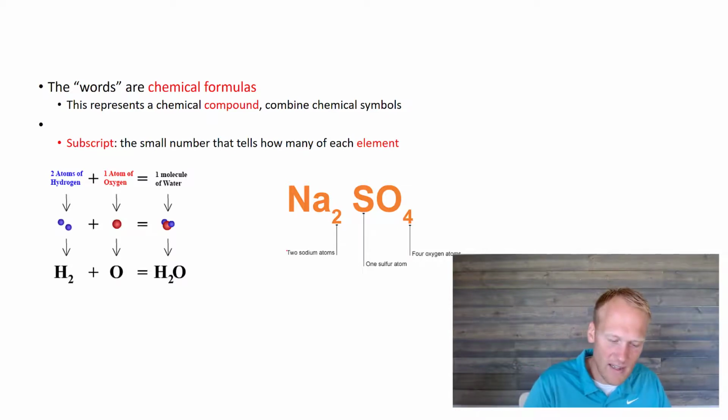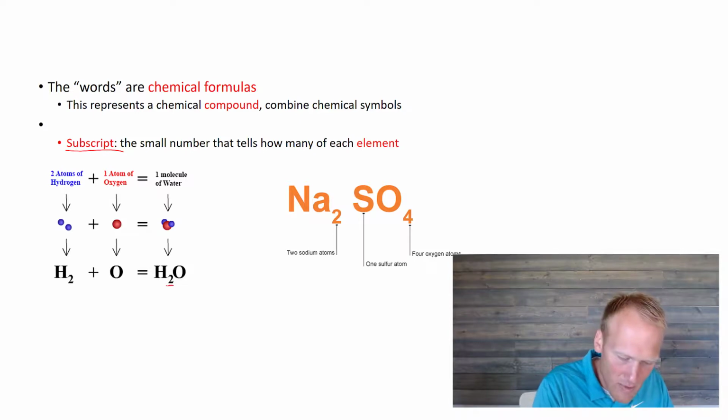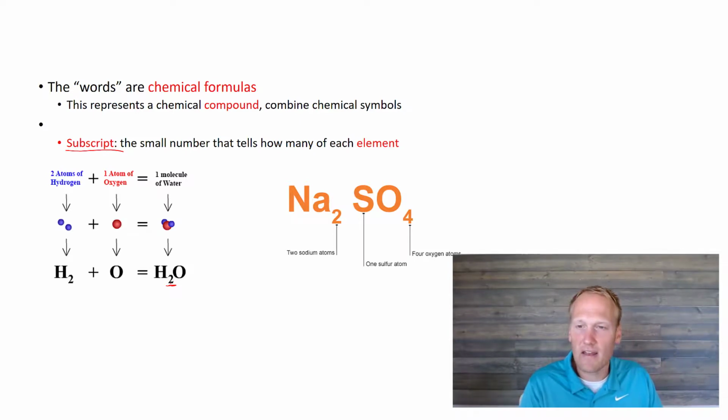So the way we deal with that is we use something called a subscript to tell how many atoms are within that chemical formula. So H2O, the 2 is telling us there are 2 hydrogens in the formula.